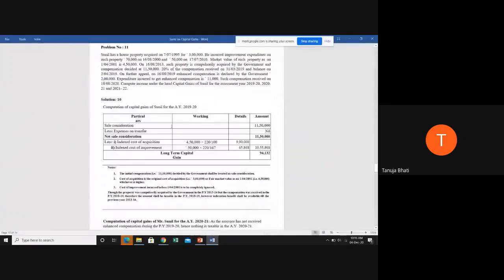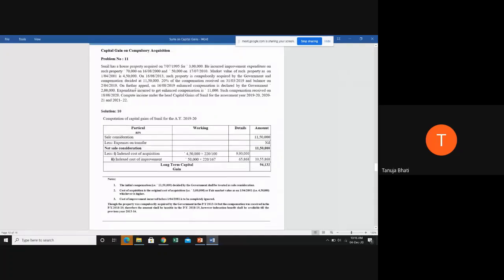So let us see a problem where your asset is compulsorily acquired by law. So Sunil has a house property which is acquired on 7/7/1995 for 3 lakh. Now what is this particular term? Yes, students, what is this particular term? Cost of acquisition, ma'am. Okay.